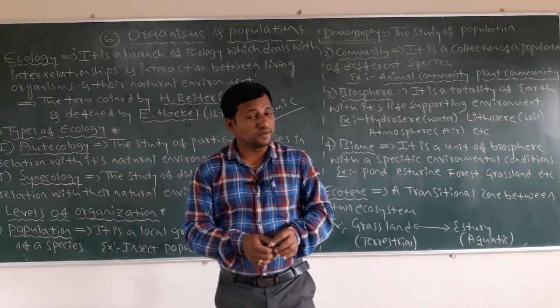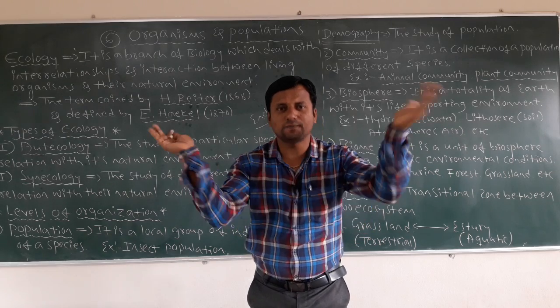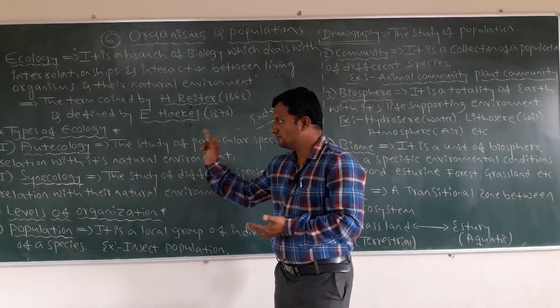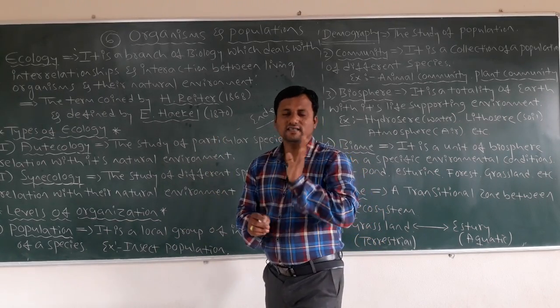Remember students, these are the two categories, the types. Autecology is the study of a particular species. Synecology is the study of different species. So those are the two categories in ecology: autecology and synecology.